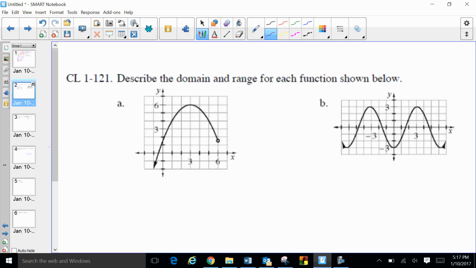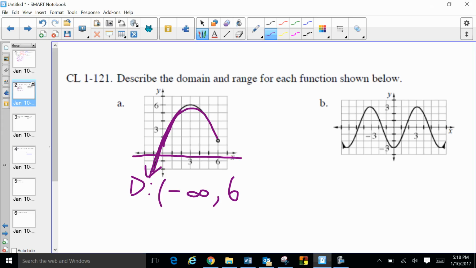All right, looking at A, if you remember when we talked about domain, we talked about the idea that domain is left to right because it's the x-axis. So we start at the left and we move to the right along the x-axis. Well, if I start on the left of this parabola and move left, I have an arrow down here, so it keeps going forever. So I know that it goes to negative infinity. Now, if I move to the right, I end up stopping right there at that circle. And that circle is on x equals 6. Infinity always gets a rounded bracket if we're doing it in the bracket form.